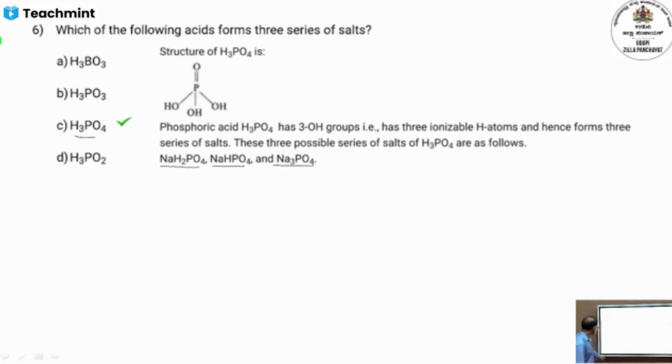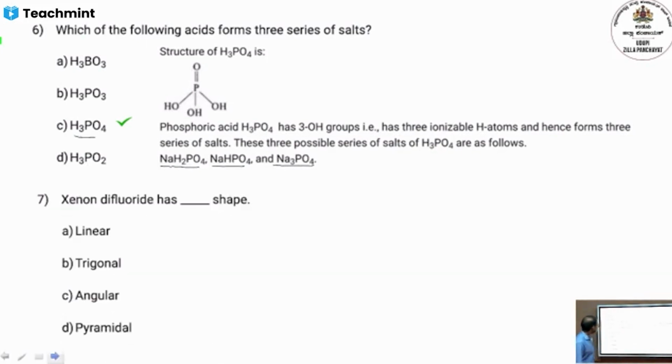The next question is, xenon difluoride, XeF2. What is the shape of that?